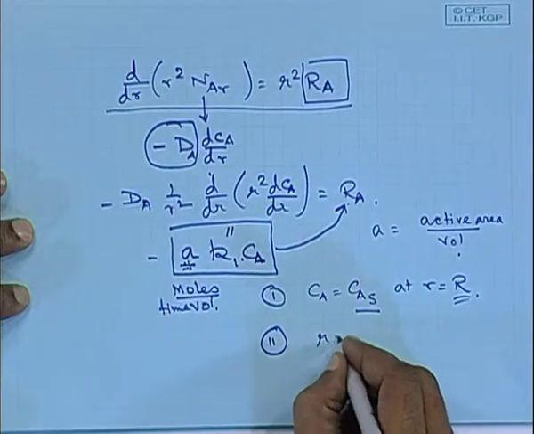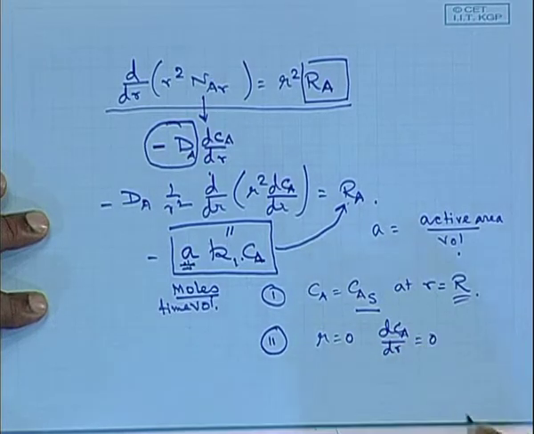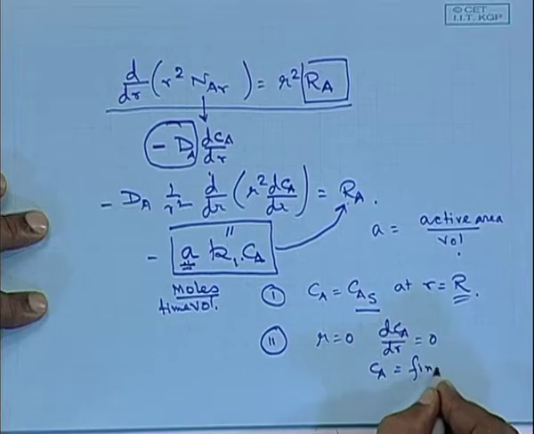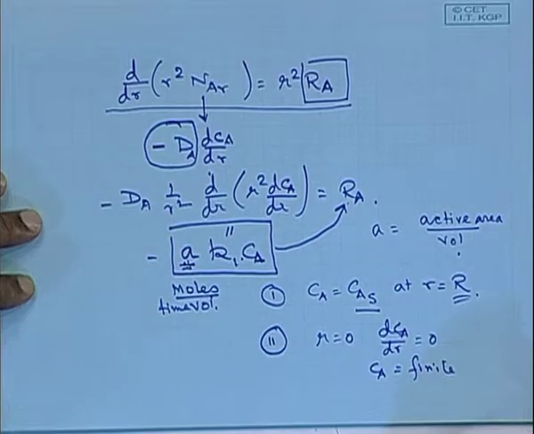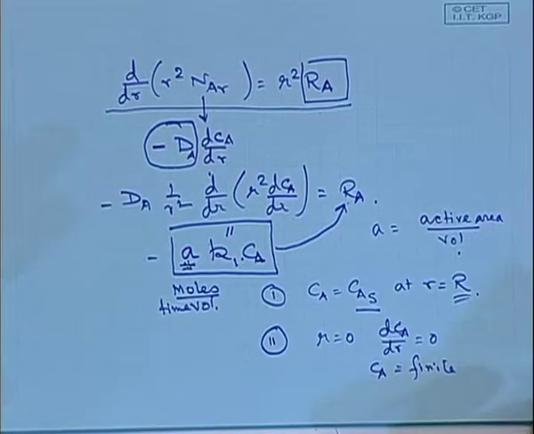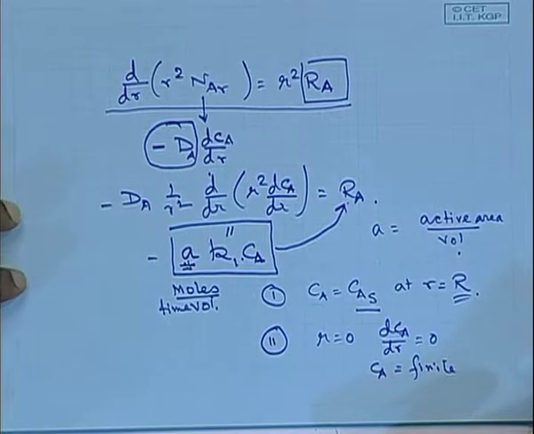Let's say at r equal to 0, dCA by dr equals 0. So, essentially you are saying that at r equal to 0, Ca is finite. Is that a valid boundary condition? Because in the equation if r is equal to 0, then the denominator is 0. Okay.